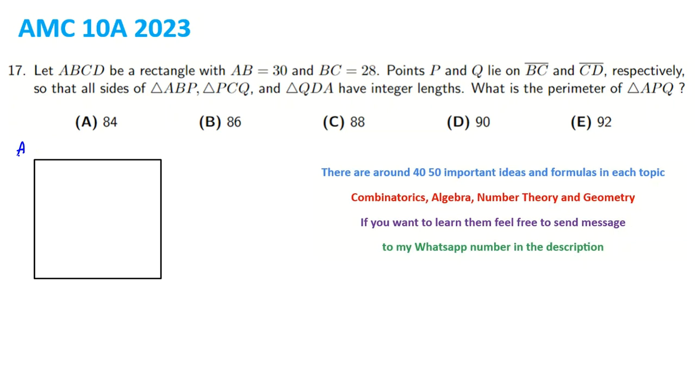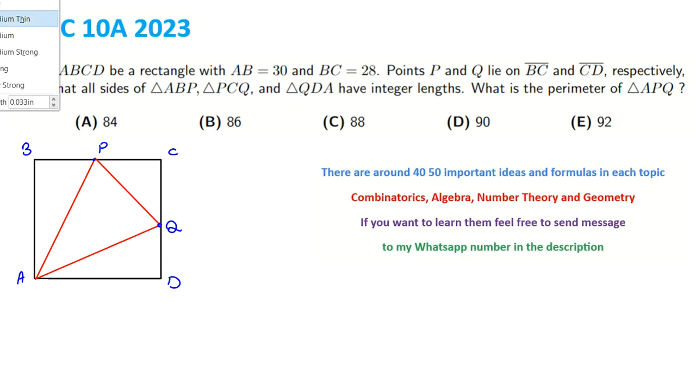And this one is A, because AB is 30, so we can call this one B, this one C, this one D. It says P and Q: P on BC, Q on CD, respectively, such that triangles APB, PCQ, and QDA have integer lengths. What is the perimeter of APQ?